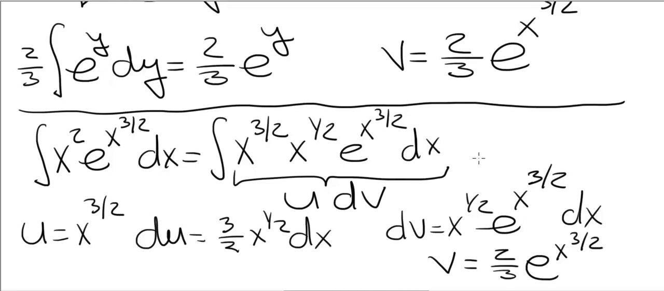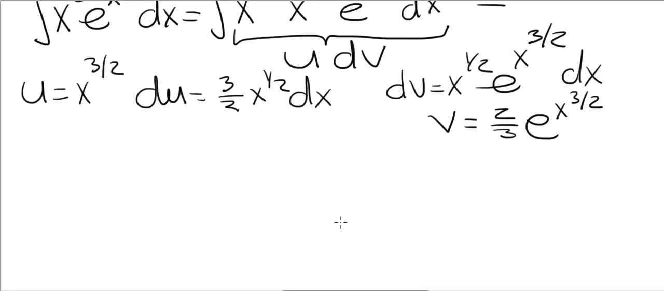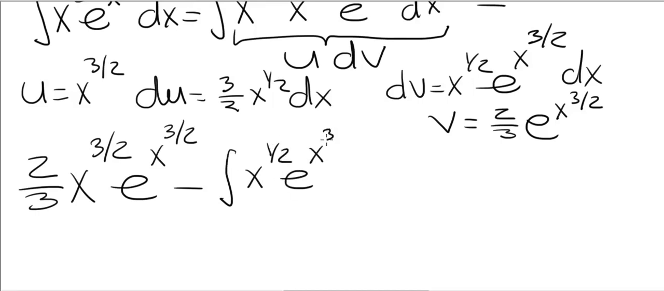So now let's use the integration by parts formula, and this integral is equal to u times v, so that's 2/3 x to the 3/2 times e to the x raised to the 3/2 power, minus the integral of v du. Now v has 2/3 and du has 3/2, so that's 1, and then it's just the integral of x to the 1/2 times e to the x to the 3/2 dx.